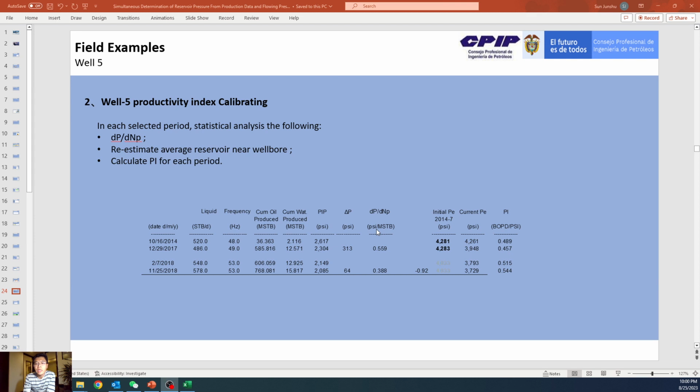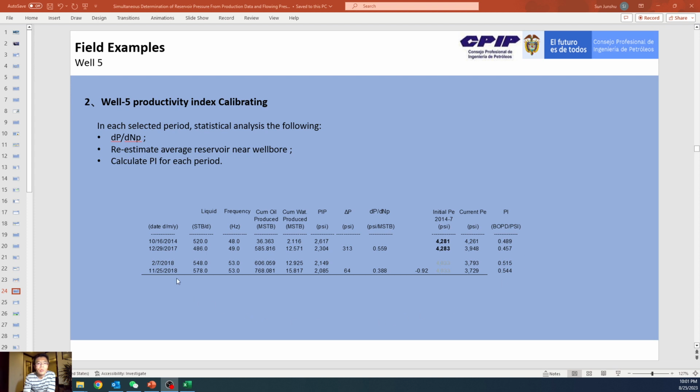Using the dP per dNP, we can calculate the current average pressure, and then using the flow rate divided by the delta P between average reservoir pressure and the flowing pressure, we can get the PI in these two dates is nearly 0.5 barrels per day per psi.